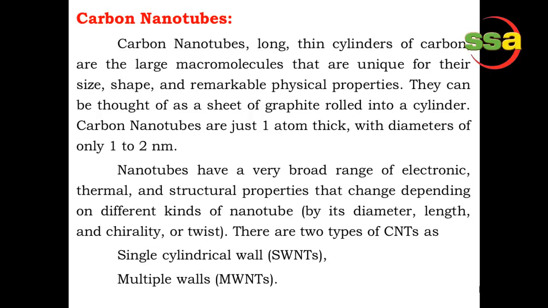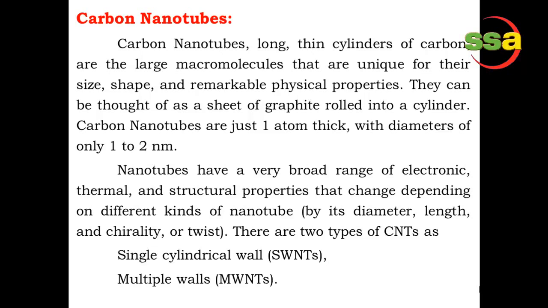Carbon nanotubes have a very broad range of electronic properties, thermal properties, and structural properties, and based on these properties, different kinds of nanotubes, as we said earlier, like single walled or multi walled carbon nanotubes, are classified. As we said, a thin sheet of graphite which is rolled in the form of a tube leads to the formation of a carbon nanotube.